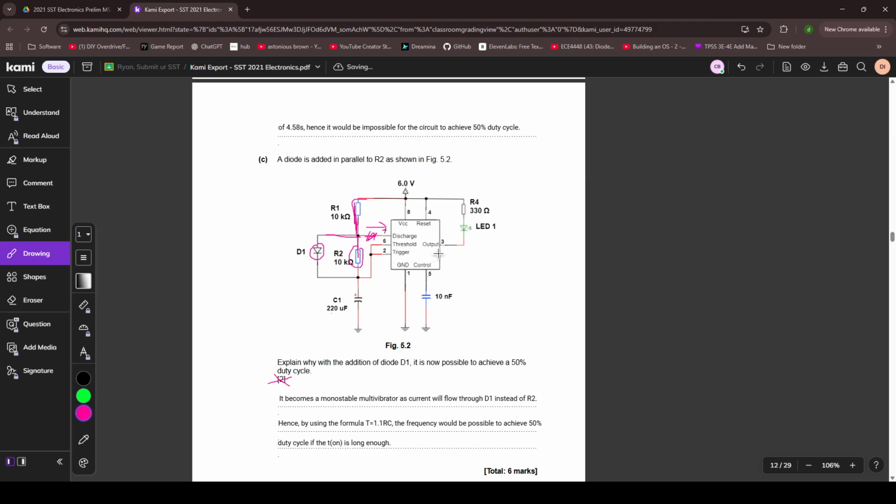What do we know? We know that electricity follows the path of least resistance, and in this case, the resistance of the LED is significantly smaller than the resistance of R2. So it won't even bother going to R2. It will immediately go through this diode and then charge the capacitor. And as such, during charging of the capacitor, it only goes through one resistor. And the resistance of the LED in this case is negligible.